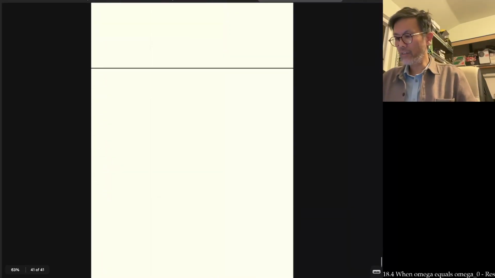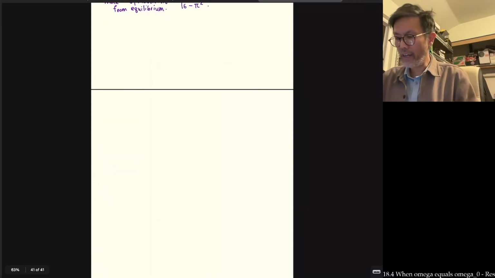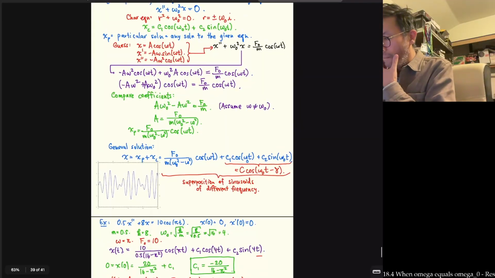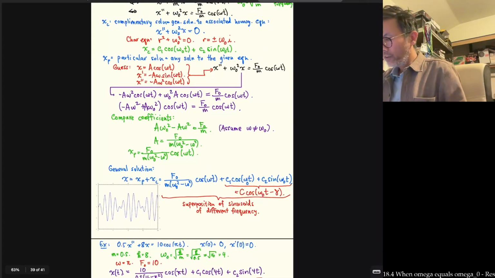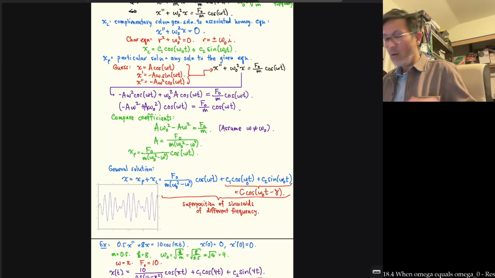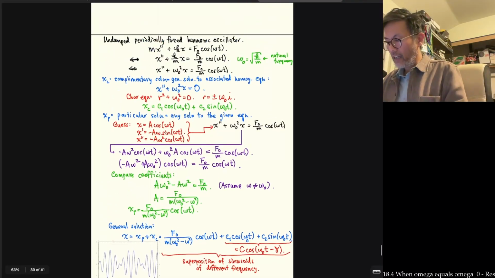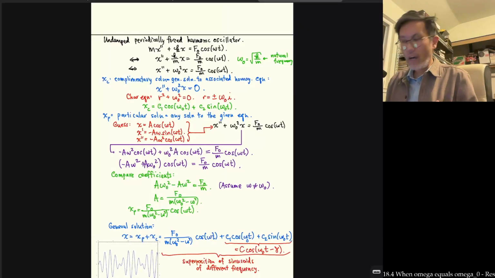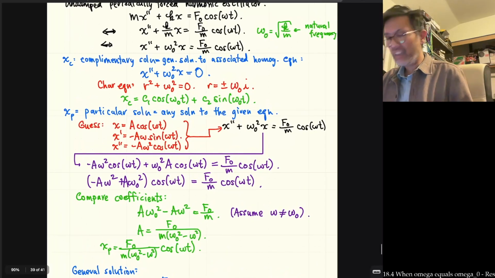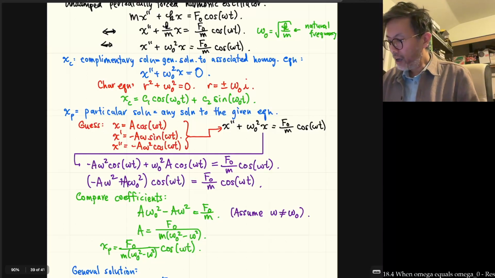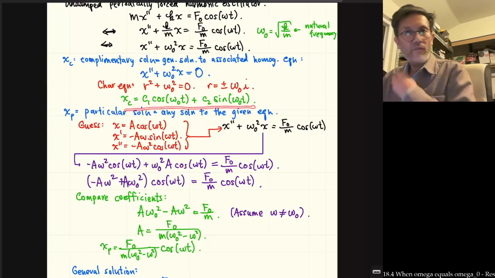So why don't we ask ourselves and answer the question, what happens if omega is equal to omega naught? Well, if we look back at our analysis here, the place where things will go awry is in our guess. Recall, we found the complementary solution here. That's not going to change, okay?